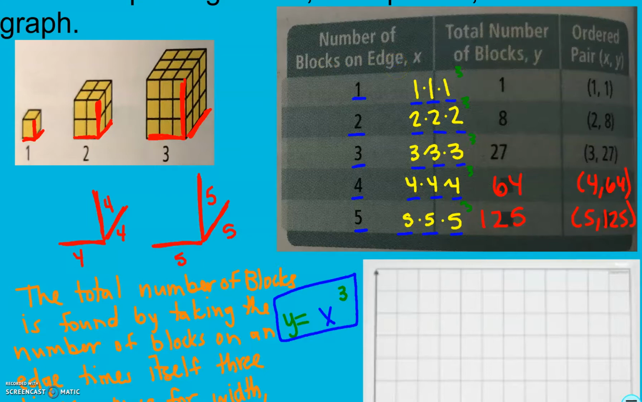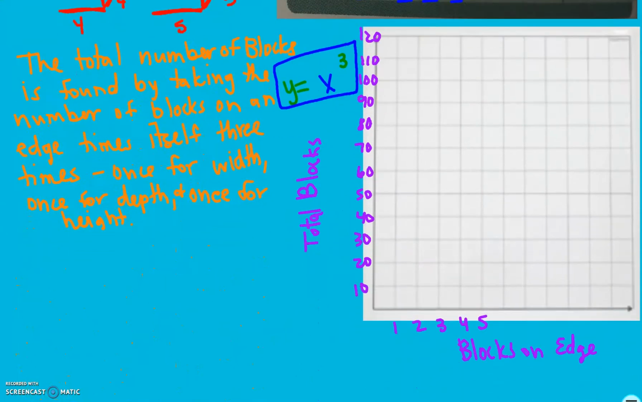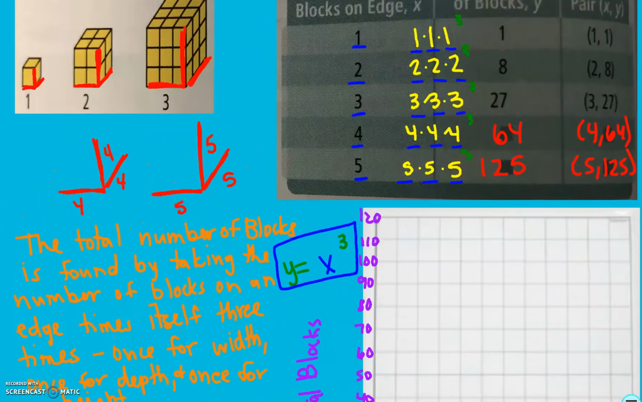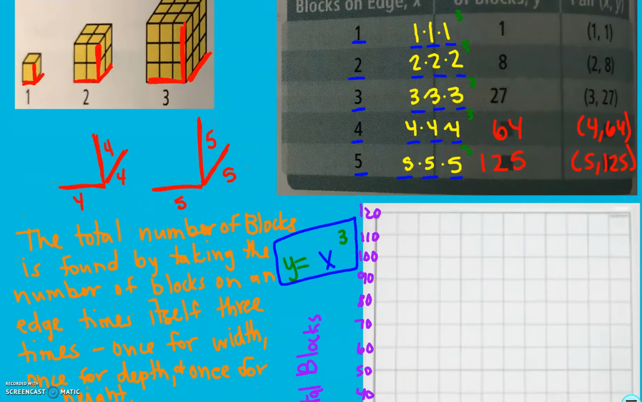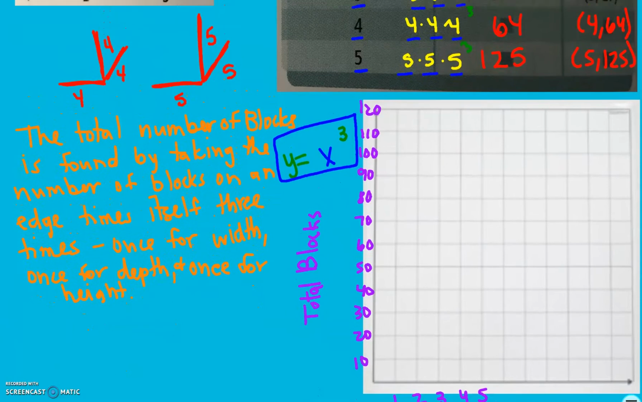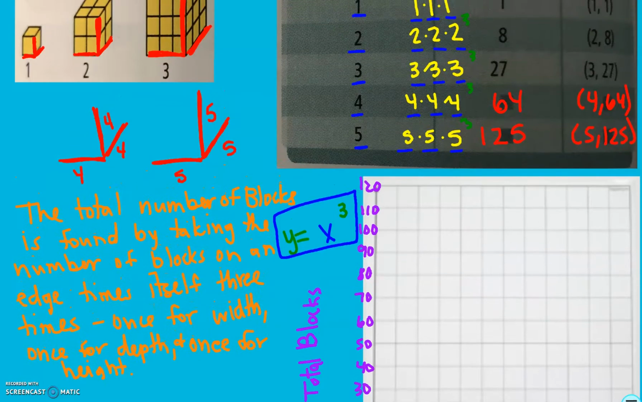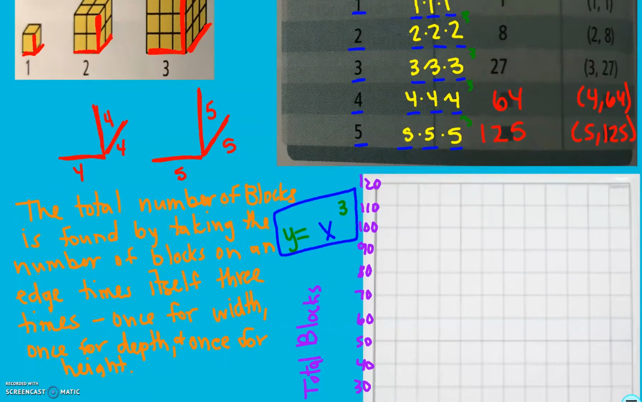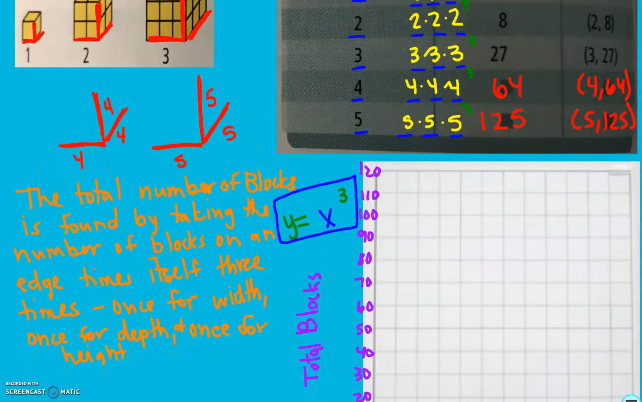Now, as far as the graph goes, the number of blocks on the edge is my input, it goes on the bottom. Total blocks is my output, it goes on the side. My number of blocks on an edge just went up by 1, so I just went 1, 2, 3, 4, 5. My total blocks, I needed to get to 125. I had 12 spots. So when I divided, I got just over 10. So I went by 10, and I know my last one's going to be a little bit over my graph, but it's not going to be all the way to that next line, so that's okay.